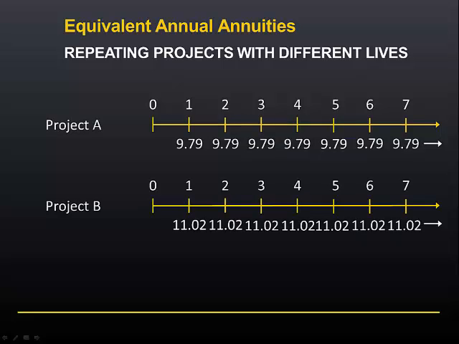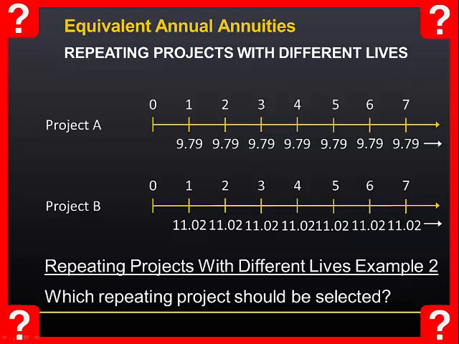So under these circumstances, which would you select? Clearly Project B, a perpetual cash flow stream of $11.02, is preferable to Project A. By departing from the NPV decision rule and using the equivalent annual annuity to select projects, we've in fact maximised the value of the firm.